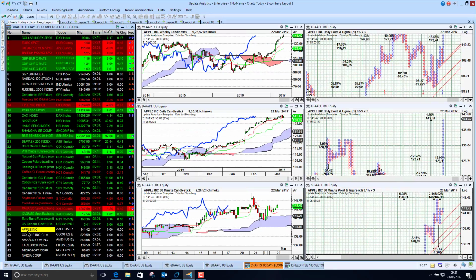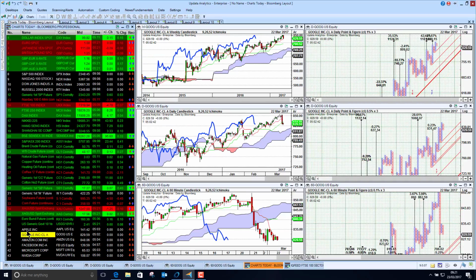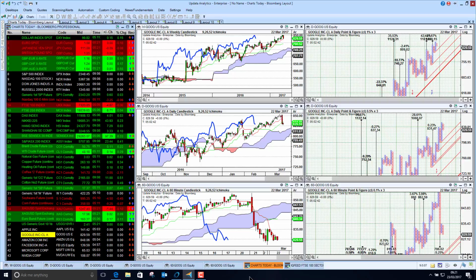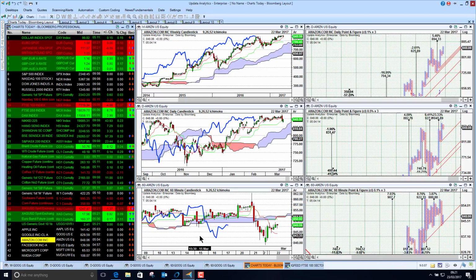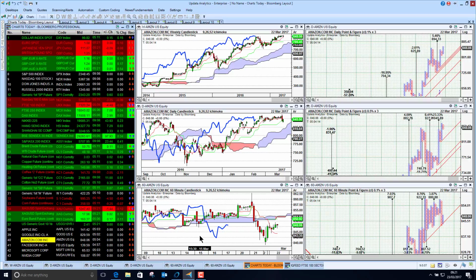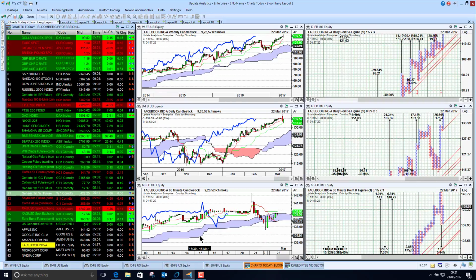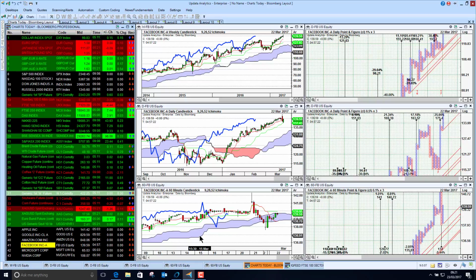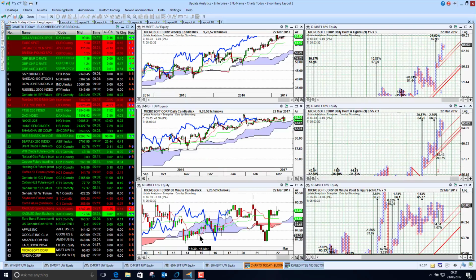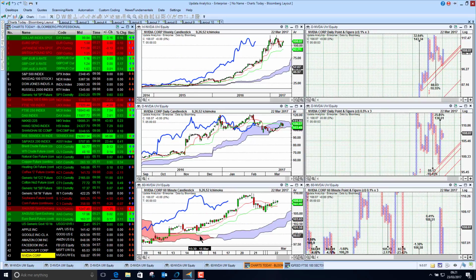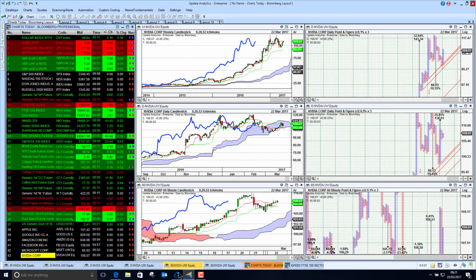Looking at tech, Apple's bullish, still above the cloud. Google has turned bearish in the short term, hasn't actually activated this downside target, so the key thing is will we make newer lows? Amazon is below the cloud as well, but no real downside targets to speak of. Facebook holding above the cloud, so that's quite key too. And Microsoft above the cloud still, and Nvidia put in a recovery yesterday.